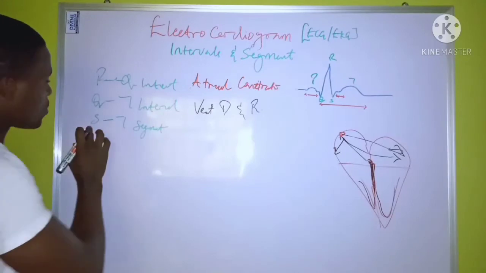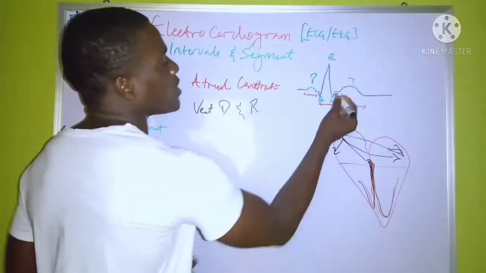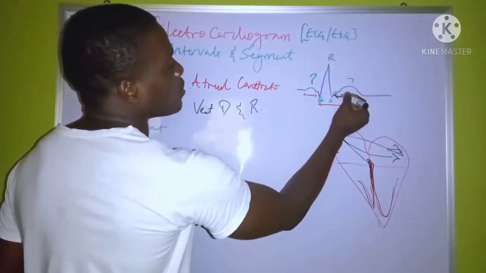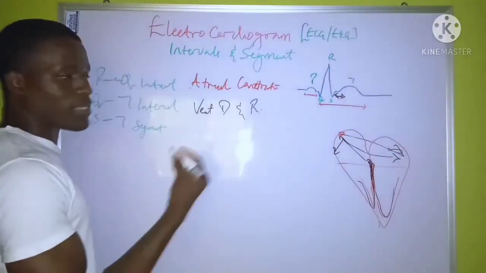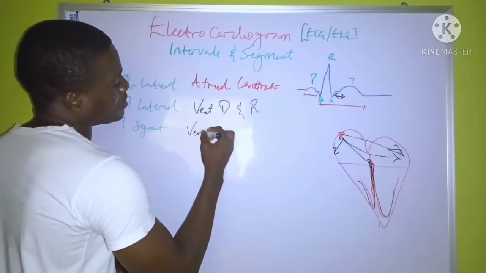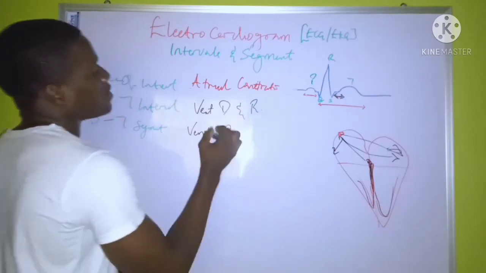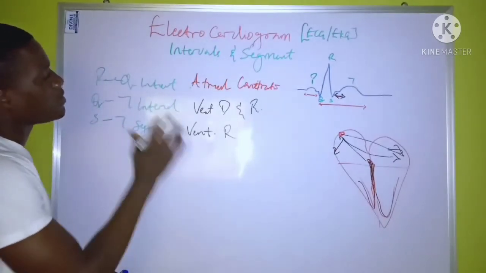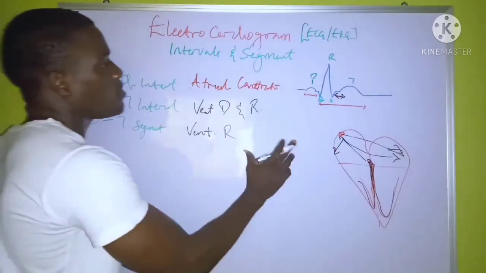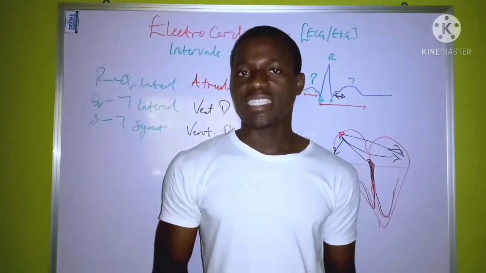And lastly, now talking about the ST segment. The ST segment starts from the end of the S wave and ends at the beginning of the T wave, and it represents the ventricular repolarization, that is the time taken for ventricles to repolarize. Remember, these are the segments and intervals of the ECG. So this will bring us to the end of the ECG.